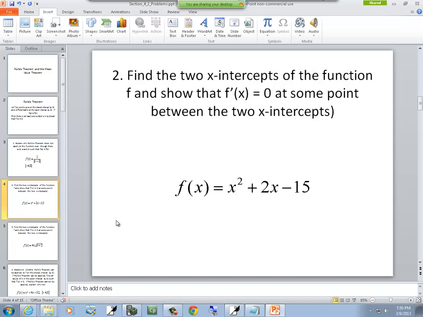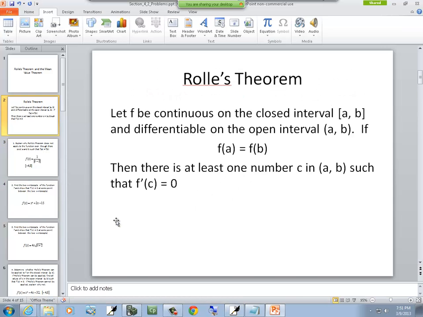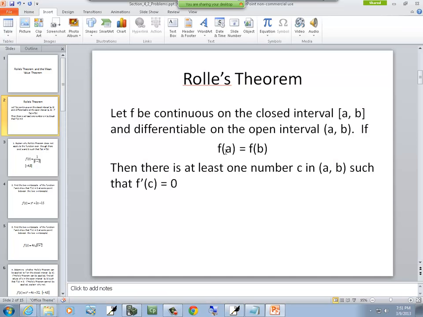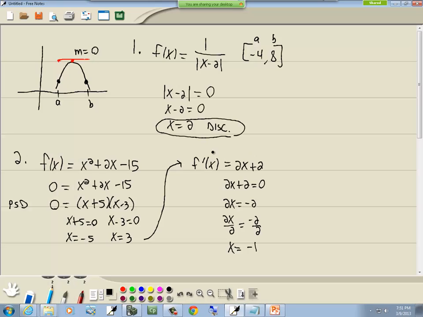And that's what Rolle's theorem is actually indicating. They're kind of saying that indirectly. Because f(a) is equal to f(b). Well, if I plug negative 5 in here, it's going to give me 0. If I plug 3 in, it'll give me 0. That's what this is telling us. So f(a) is equal to f(b). This is a nice polynomial which is continuous and differentiable everywhere.